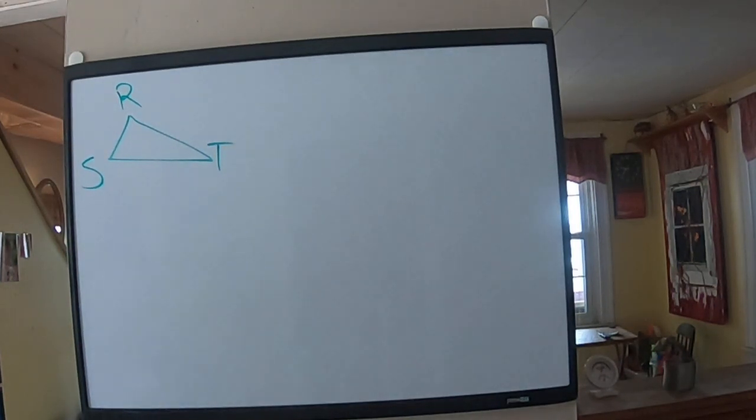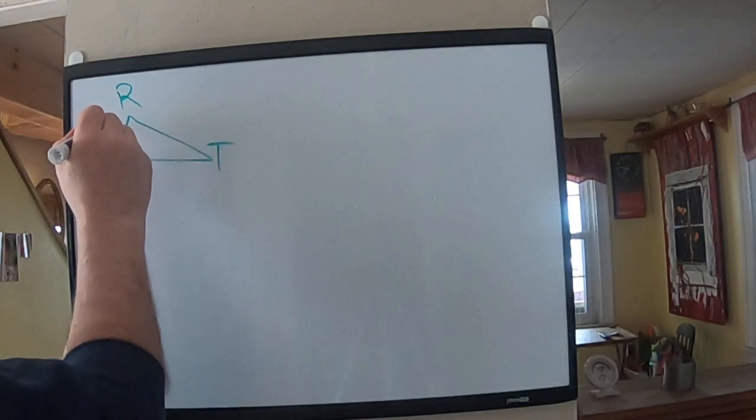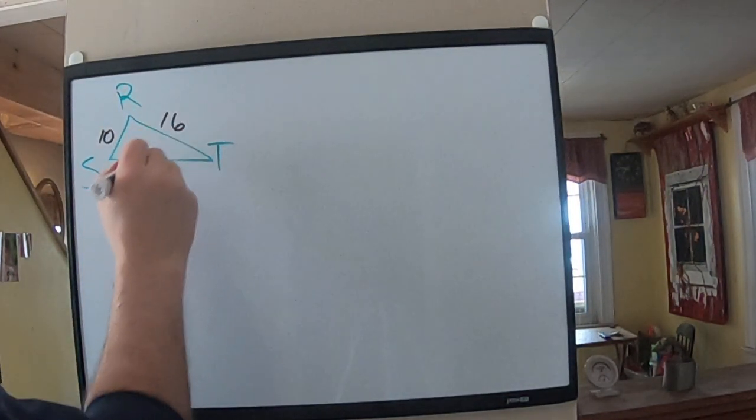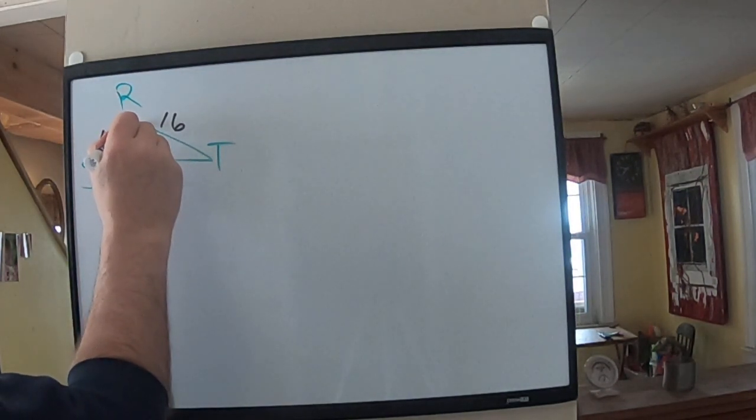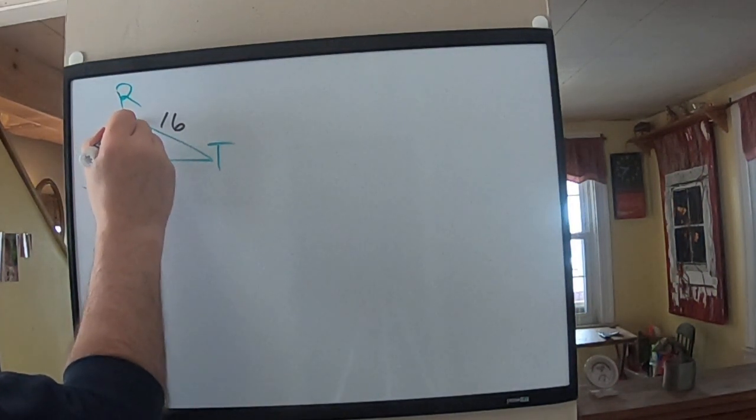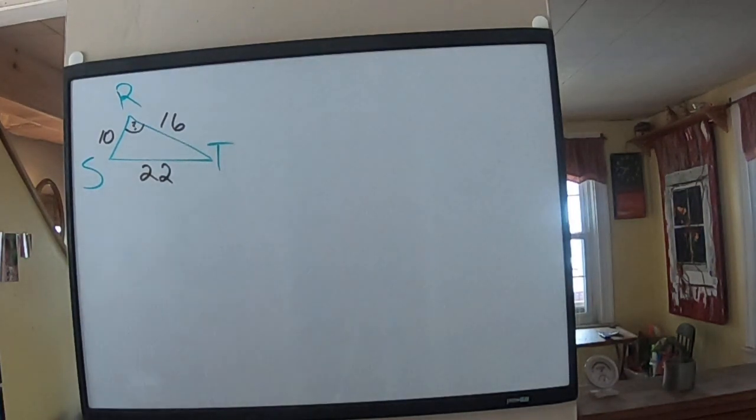We have 10, 16, and 22. Those are the sides. And we're trying to find this angle here, question mark, or angle R. Now in the book, they put X there, but I actually like using the angle letter instead when I set it up.